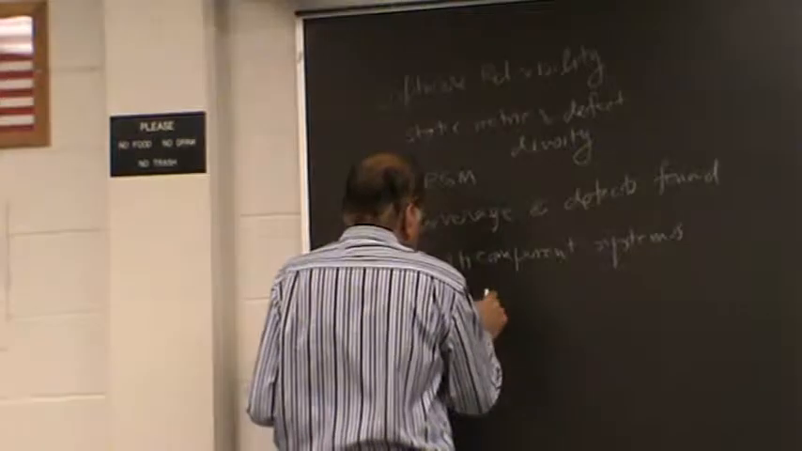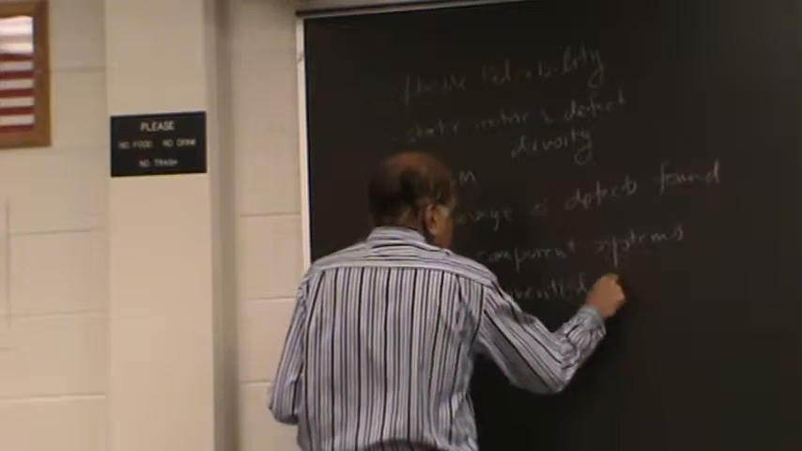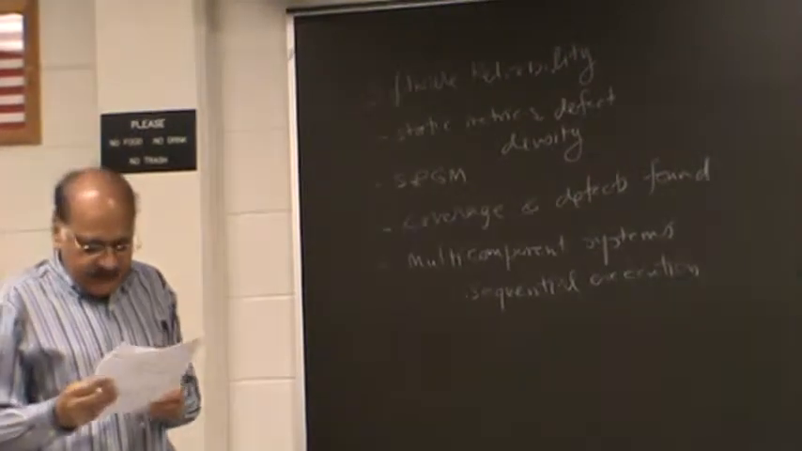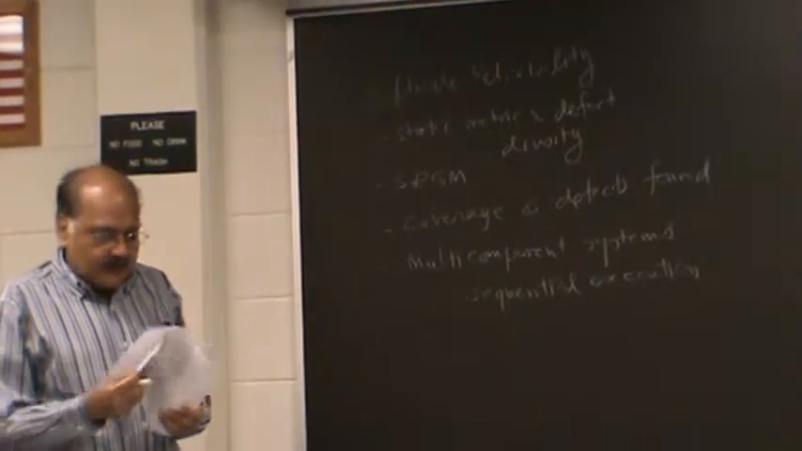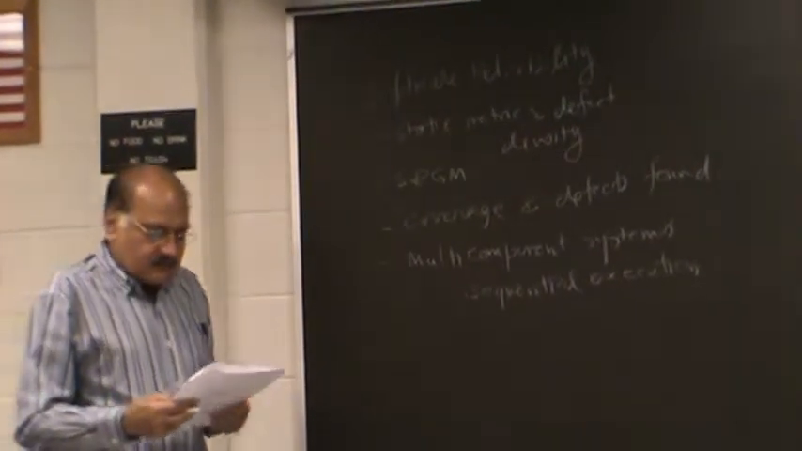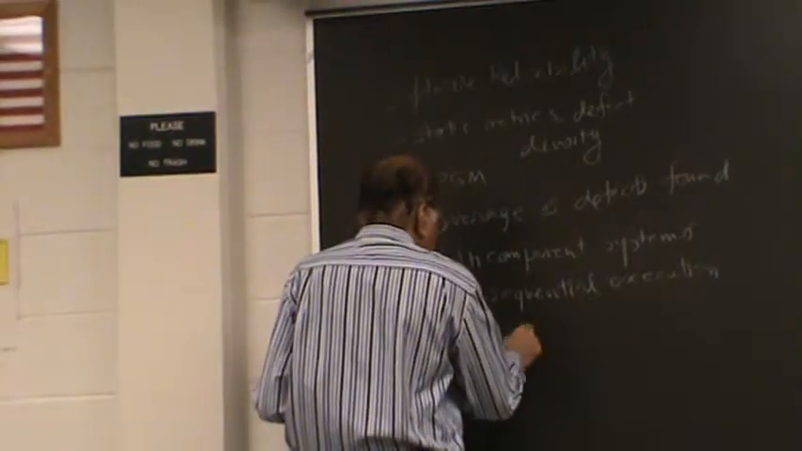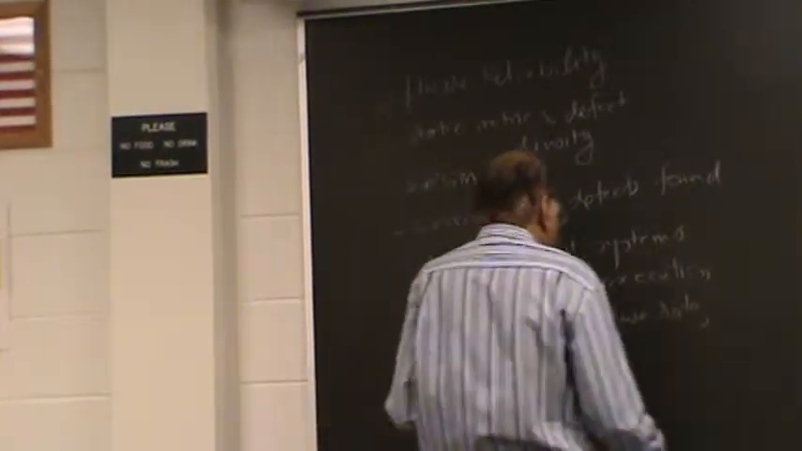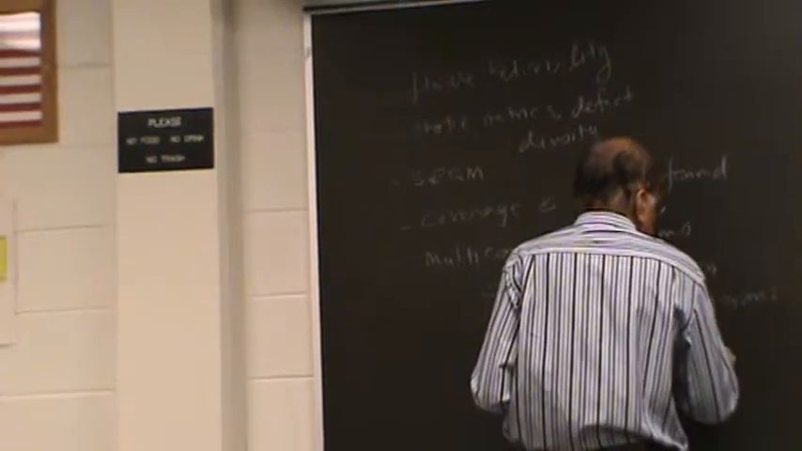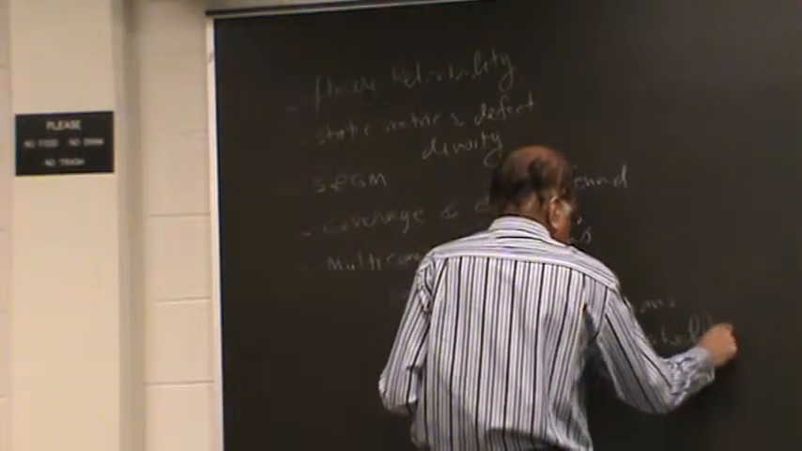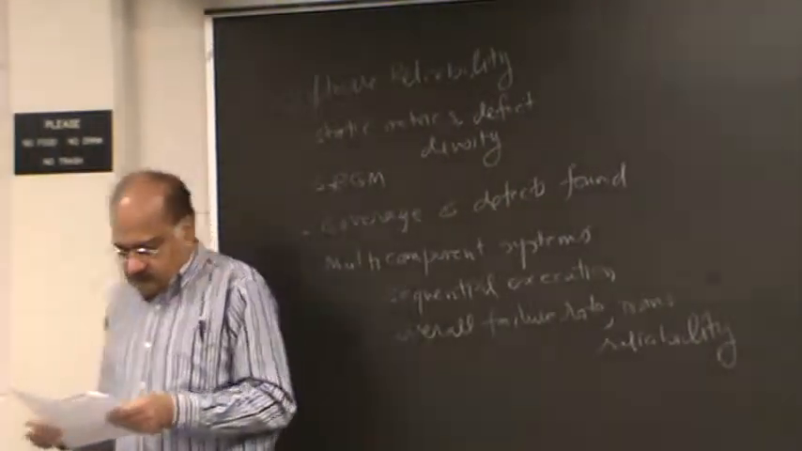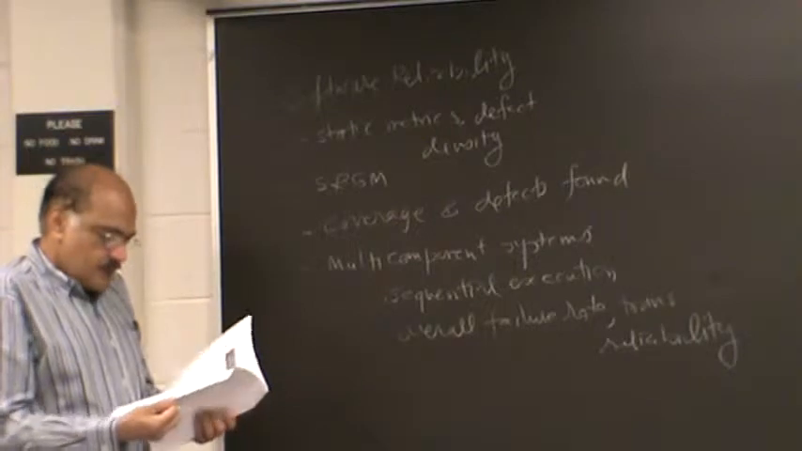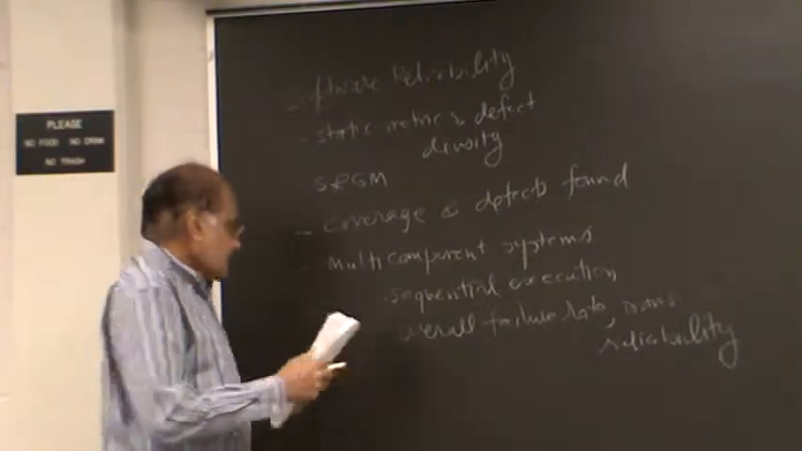There we looked at sequential execution. Basically your software is composed of a number of modules, each of them executed sequentially. And we were able to calculate the overall reliability, the overall failure rate, and the overall transaction reliability. And then we talked about concurrent execution.